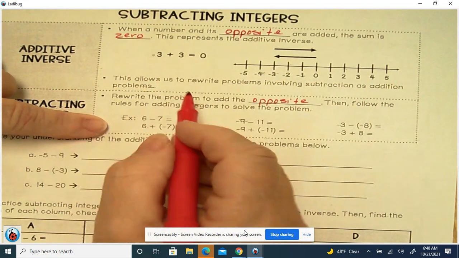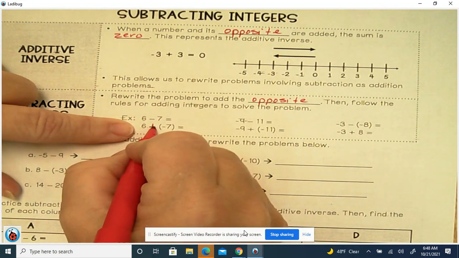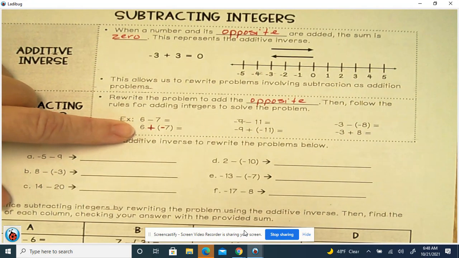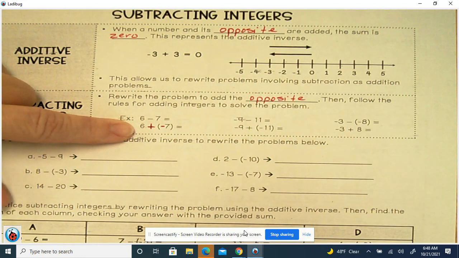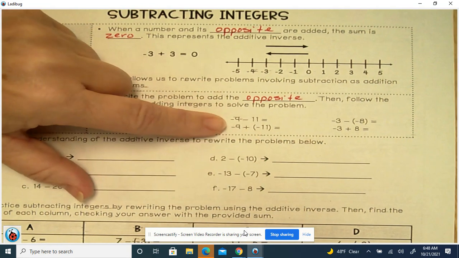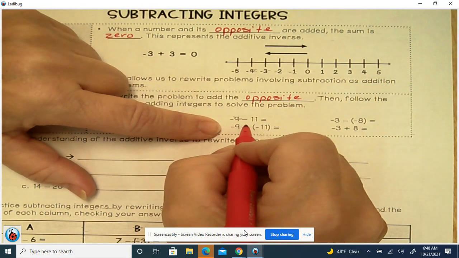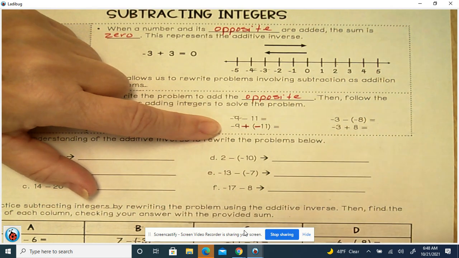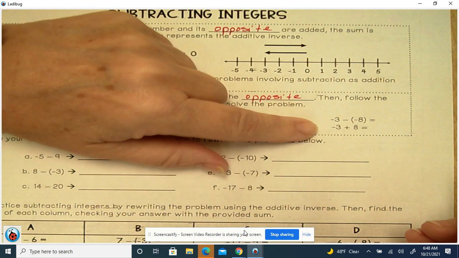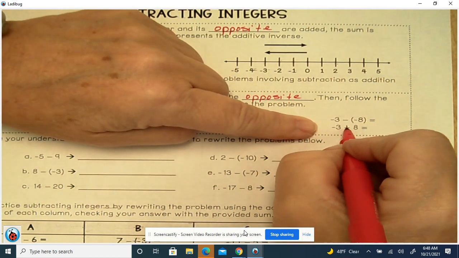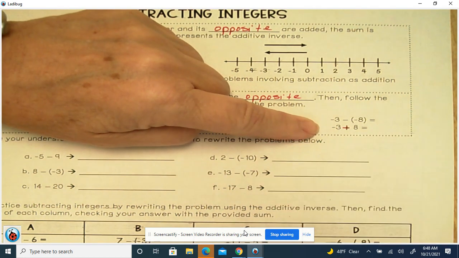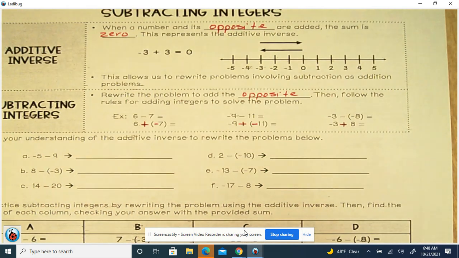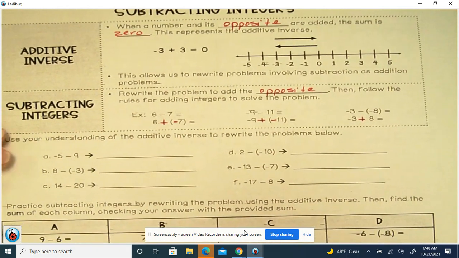As in the song we say, change the minus to a plus, change the sign of next, then all you do is add them up as if it were a plus. Same thing here. Change that minus to a plus, change the sign of next, then all you do is add them up as if it were a plus. And then the last one, change that minus to a plus, change the sign of next, then all you do is add them up as if it were a plus.